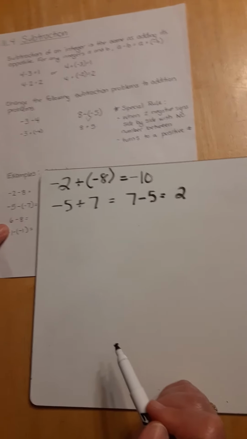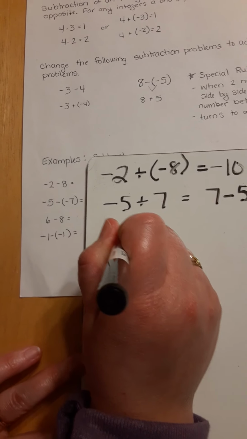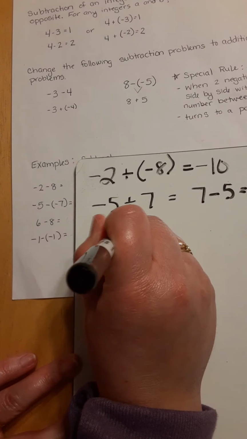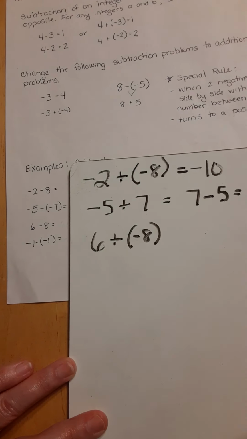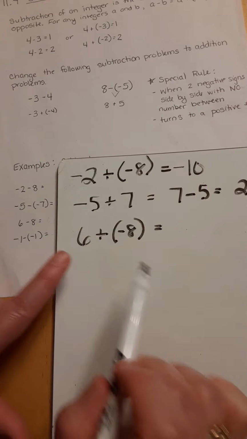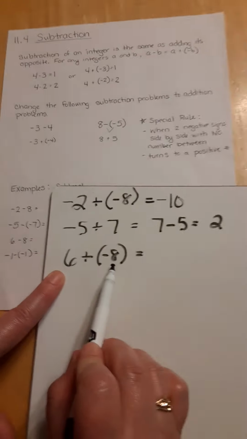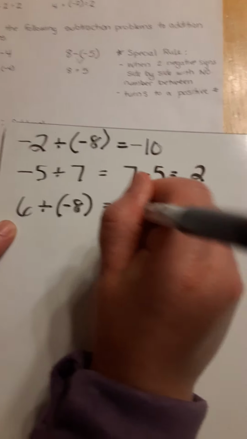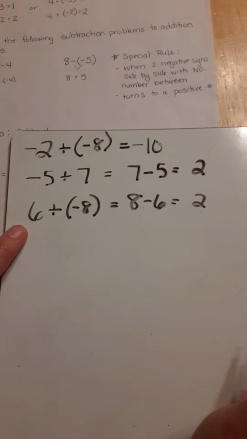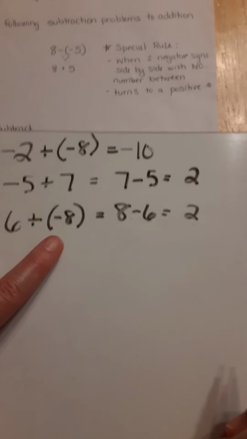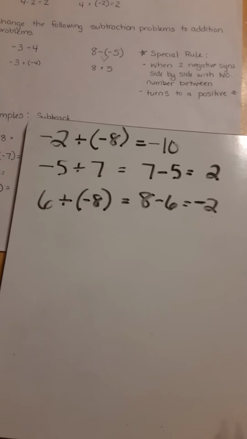Okay, look at the next problem here. 6 minus 8. Let's change it to an addition problem. So 6 plus the opposite of 8, which is a negative 8. Okay, here, once again, I have two numbers that are opposite signs. I've got a positive 6 and a negative 8. So I'm going to go 8 minus 6, which is 2 again. But what is the sign of my bigger number? The sign of my bigger number is actually negative. So my answer is a negative 2.